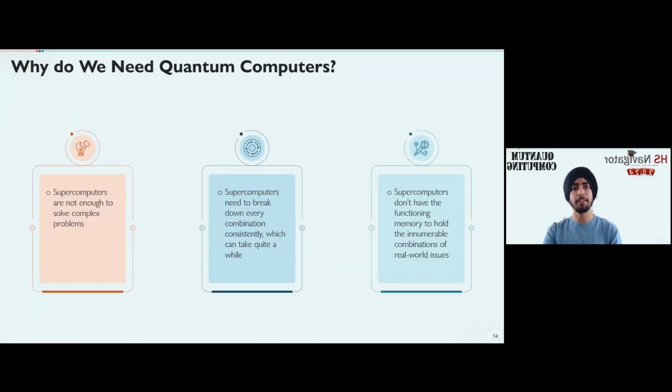So why do we even need these quantum computers? Obviously, they're really fast, but if they're so difficult to make and they're only used for specialized tasks, why do we need them? Well, because some of these specialized tasks are very important. And supercomputers, meaning very, very powerful computers we have nowadays, are not enough to solve these complex problems. For these complex problems, it can take quite a while, often on the scale of hundreds of thousands of years. And they don't have the memory to hold the number of combinations that these real-world problems have.